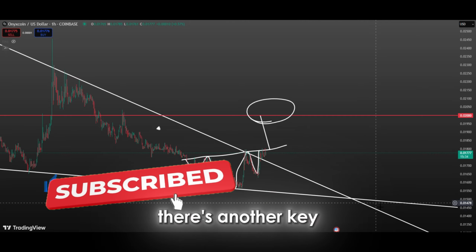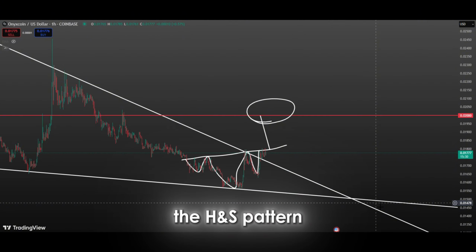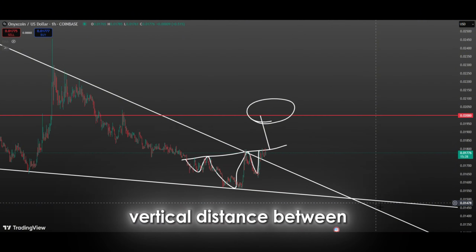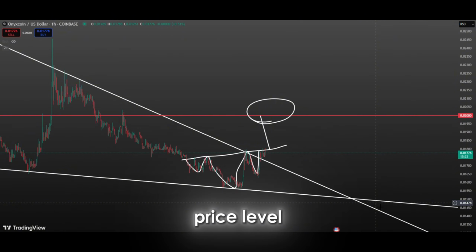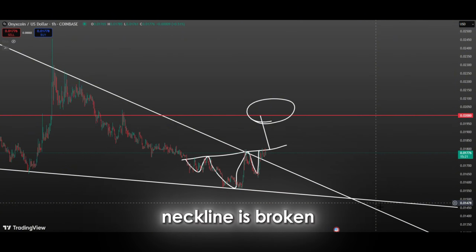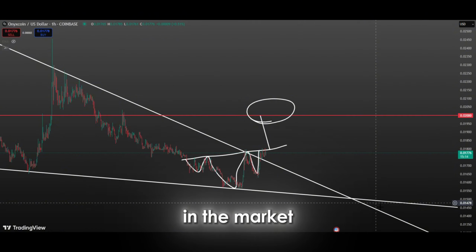At this point, there's another key detail investors should be aware of. The target of the H&S pattern is calculated by adding the vertical distance between the head and the neckline to the breakout point. This measured move represents the estimated price level the market may reach if the neckline is broken. Reaching this target is not only a validation of the technical analysis, but also an indication of the strength of buying pressure in the market.